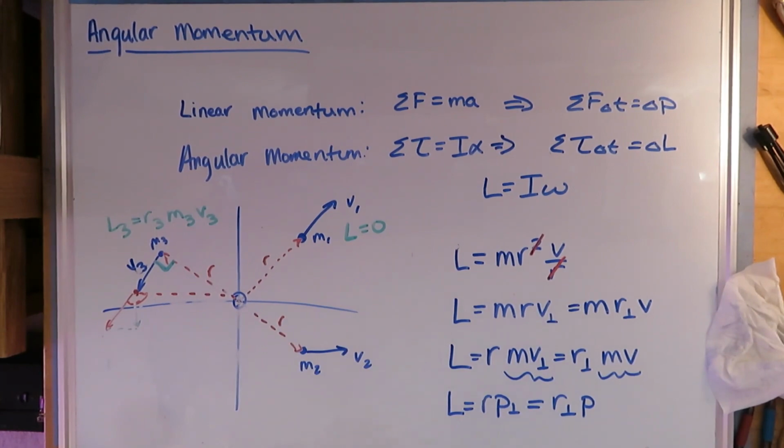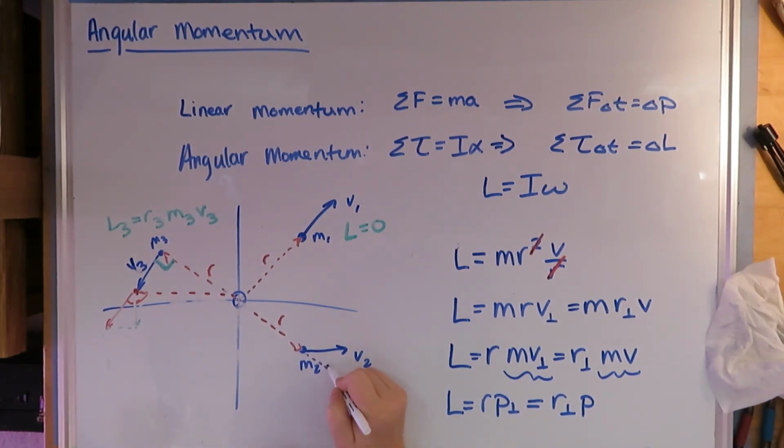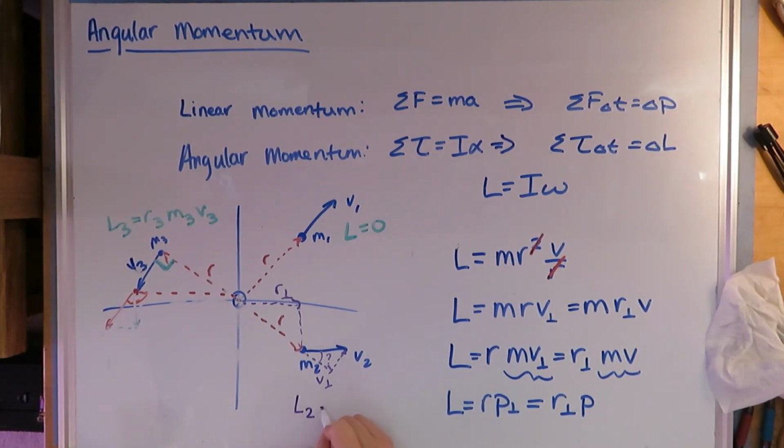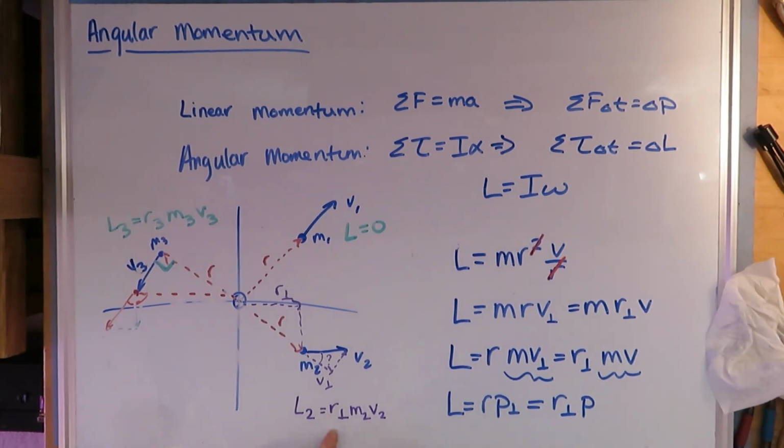Now, this is one of those where I said it's actually easier in some cases to do this, especially when you're on a coordinate system, because if I found V perpendicular, I'd have to know what angle this was in order to do that. But I can easily find R perpendicular, because it'll be on the grid. So R perpendicular would be this vector here, and then I can just do L2 is R perpendicular times M2 V2, and R perpendicular would just be whatever this x coordinate is for this particular situation.